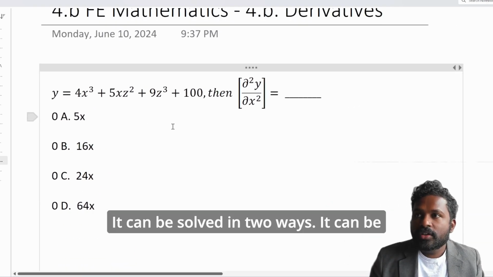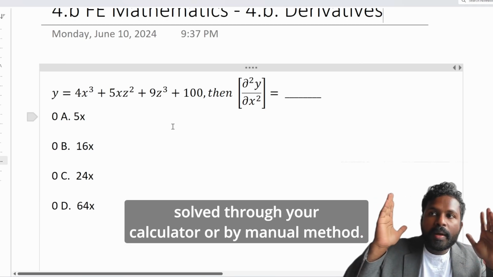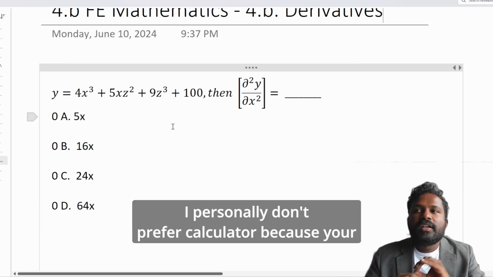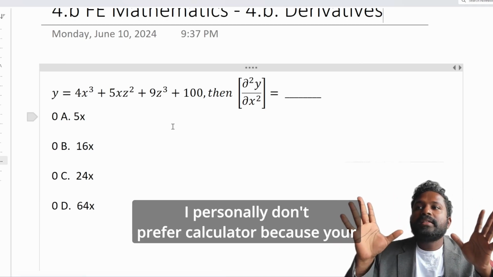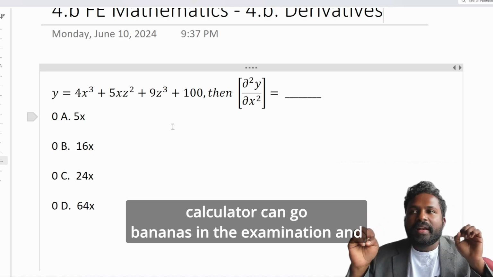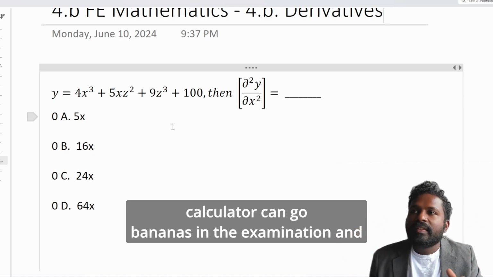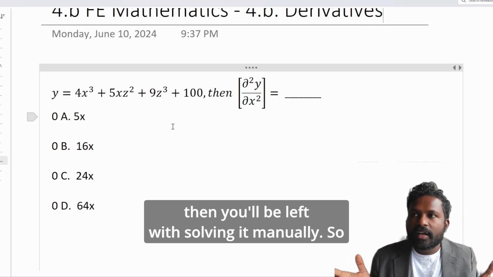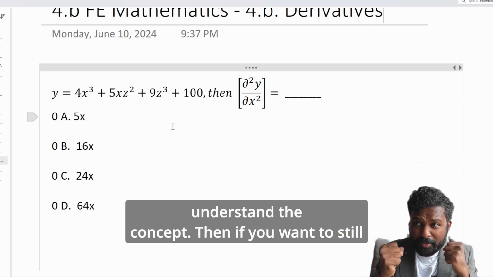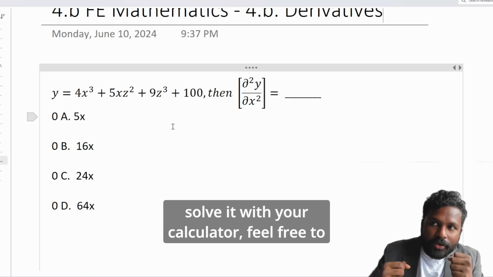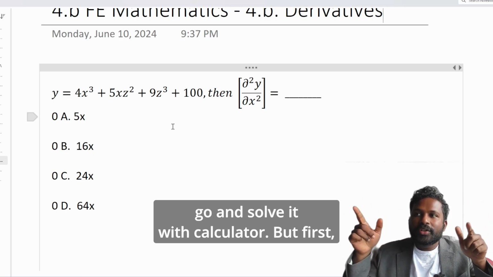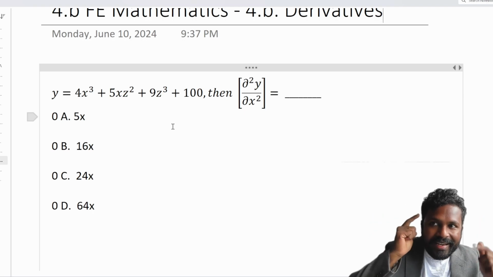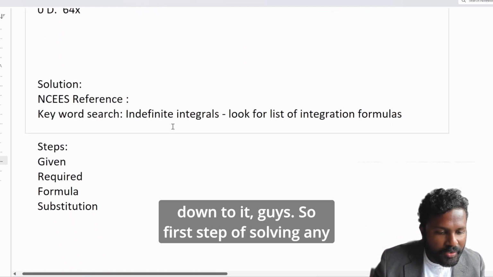It can be solved in two ways. It can be solved through your calculator or by the manual method. I personally don't prefer the calculator because your calculator can go bananas in the examination, and then you'll be left with solving it manually. So understand the concept. Then if you still want to solve it with your calculator, feel free to do so. But first, let's understand the manual method. Let's get down to it, guys.